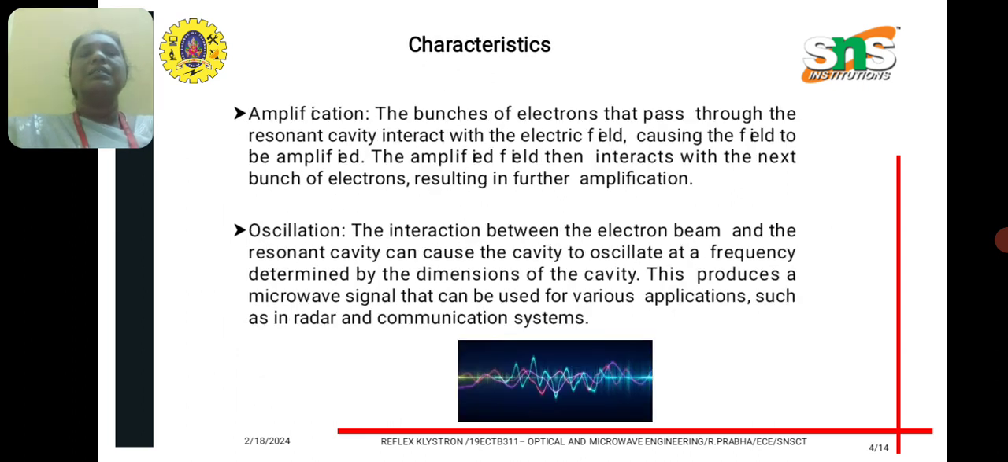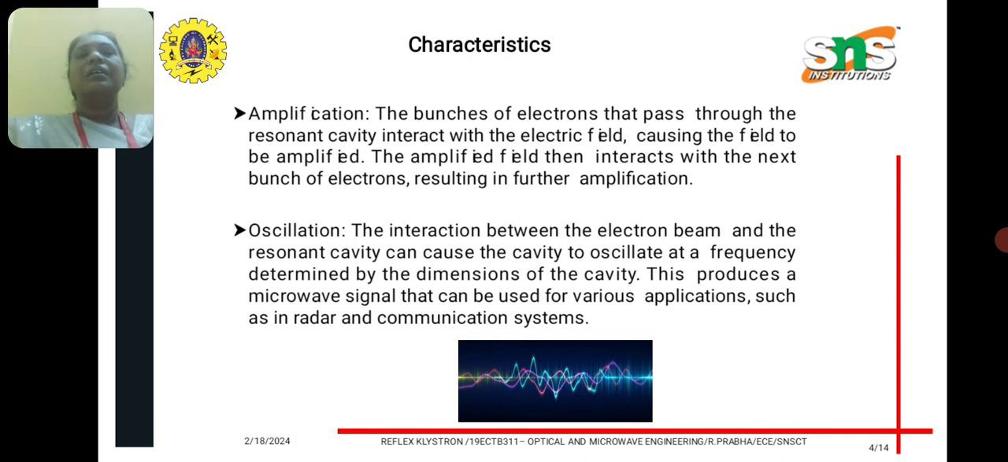Next is the amplification part. The bunches of electrons that pass through the resonant cavity interact with the electric field, causing the field to be amplified. The amplified electric field then interacts with the next bunch of electrons, resulting in further amplification. In this way, the reflex klystron is useful for providing amplification of microwave signals.